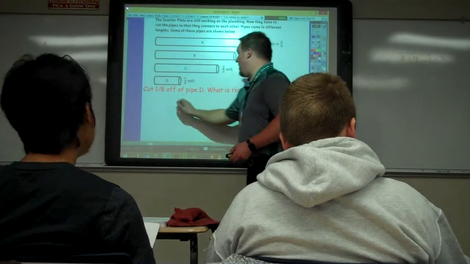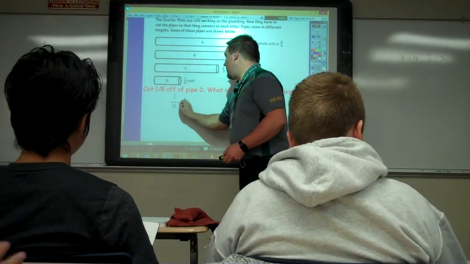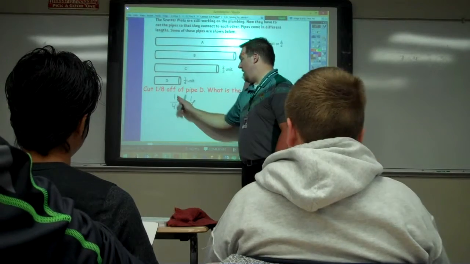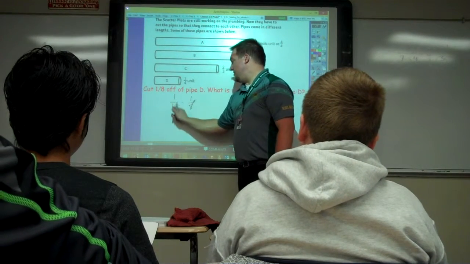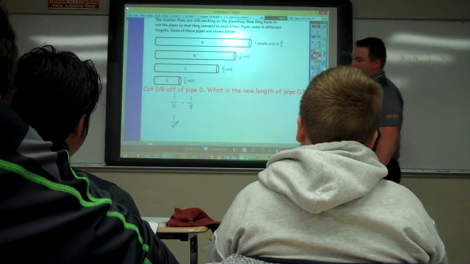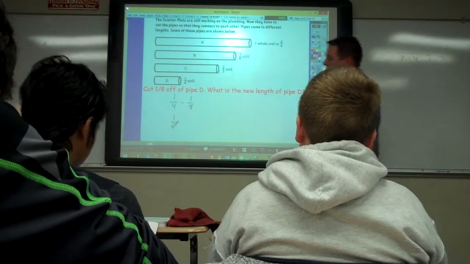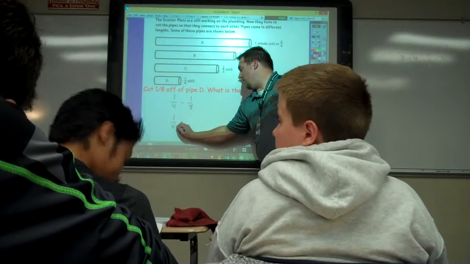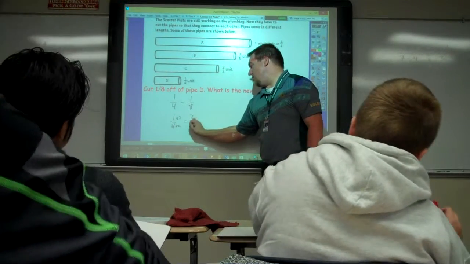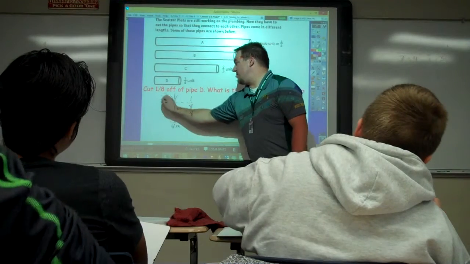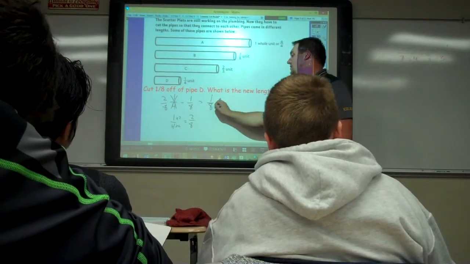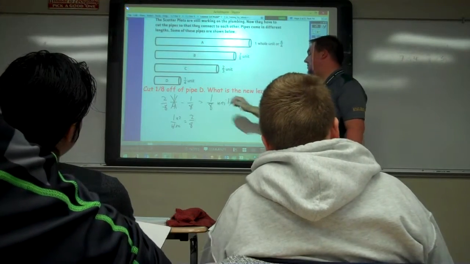Take a look at this one quick. We got 1/4 minus 1/8. We got to change this fraction. What are we multiplying this fraction by? 2. Divided by 2, multiplied by 2. We get 2/8. So replace it with 2/8, and we get 1/8 units.